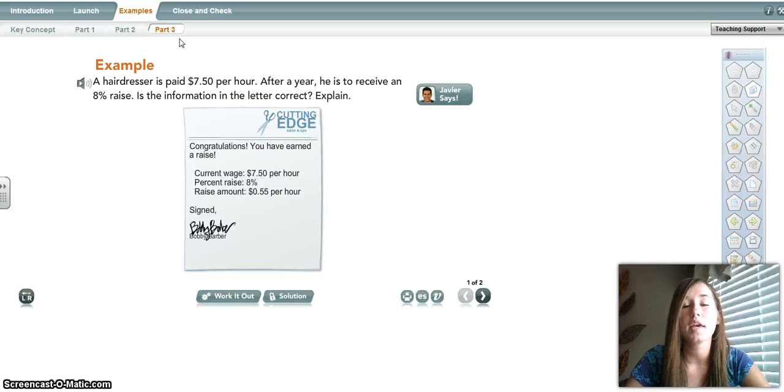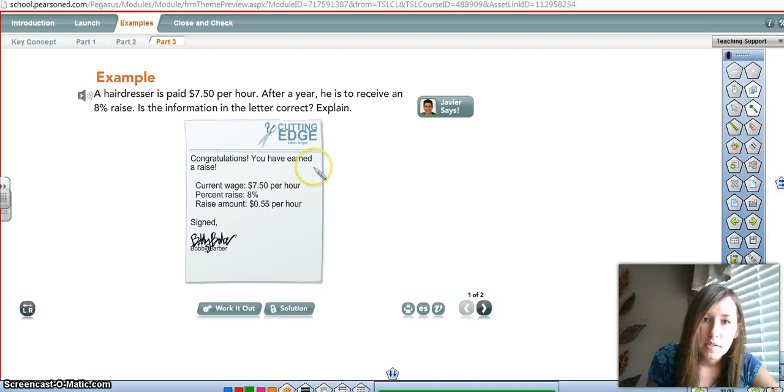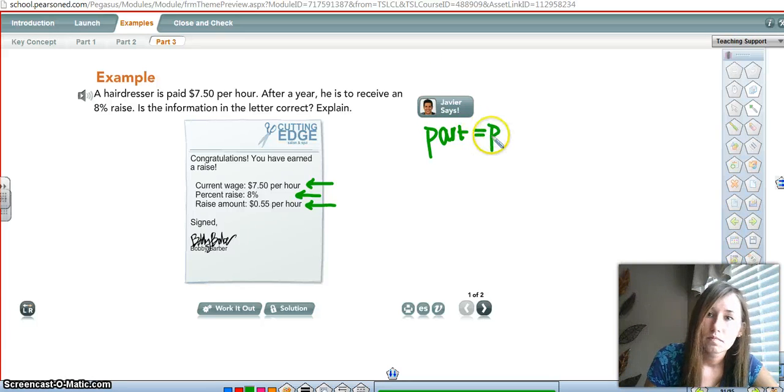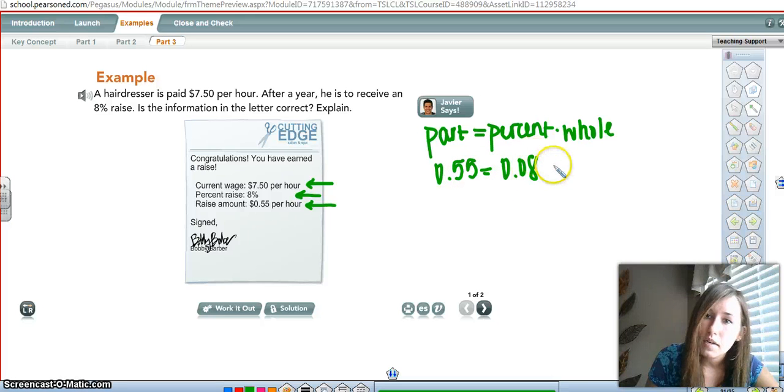Okay, so he gets an amount of money, and he's going to get a raise. We have 3 numbers here. 1 must be the part, 1 must be the percent, and 1 must be the whole. The part is our raise. The percent is 8, so we can write 0.08, and the whole is 750.